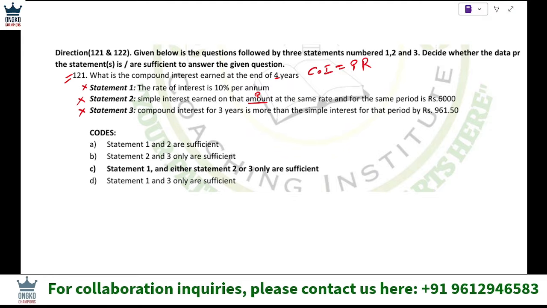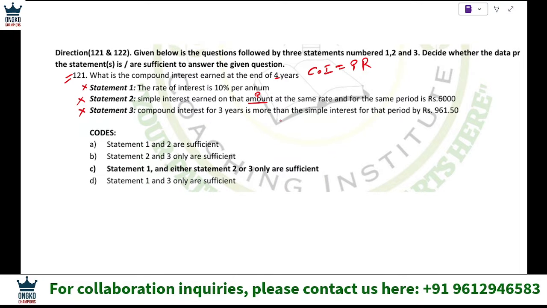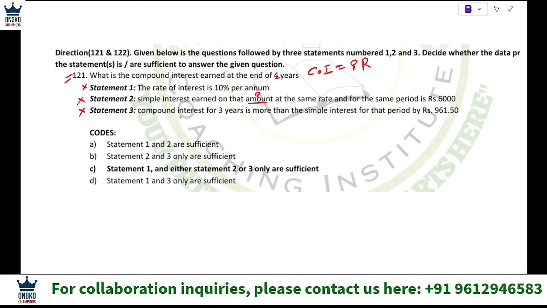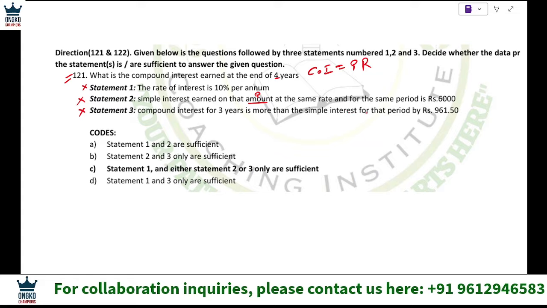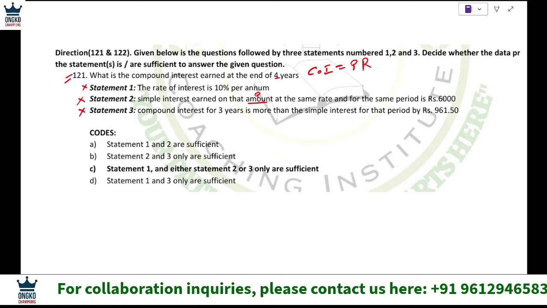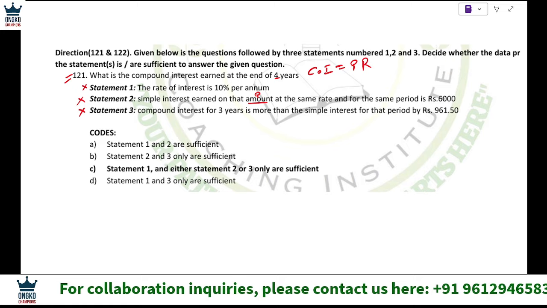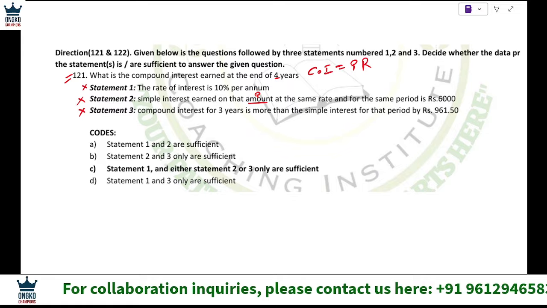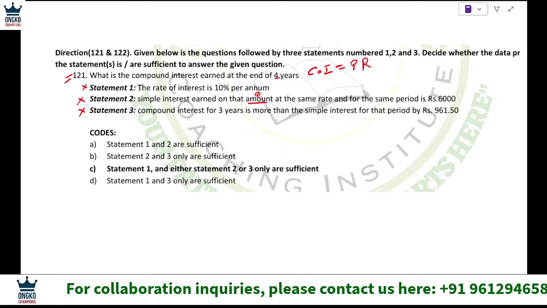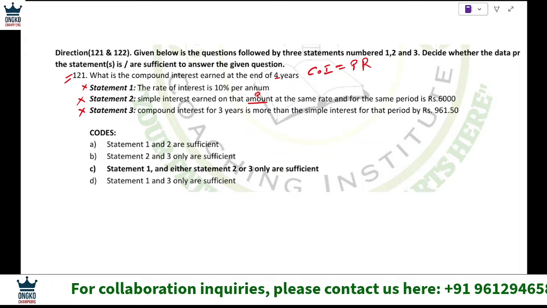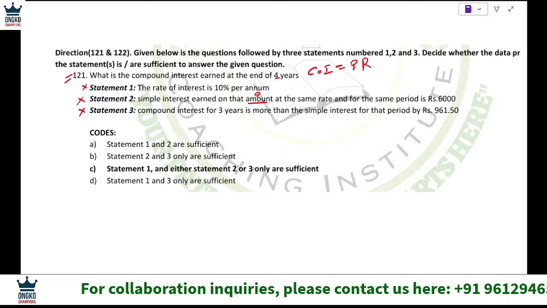Statement 3: compound interest for 3 years is more than the simple interest for that period by 961.50. Here too the principal is not given, so statement 3 alone is not sufficient. Since statements 1, 2 and 3 individually are not sufficient, let's try to combine them.